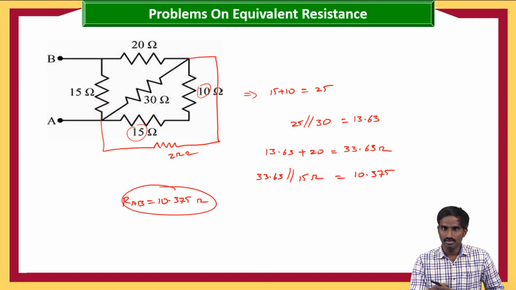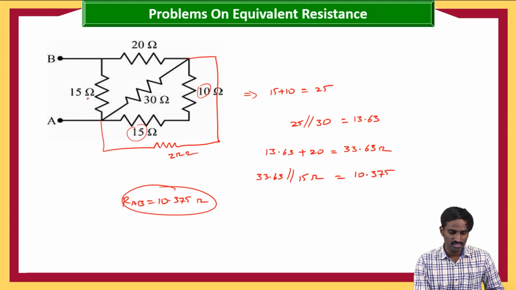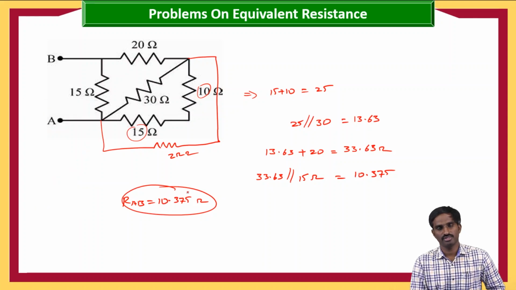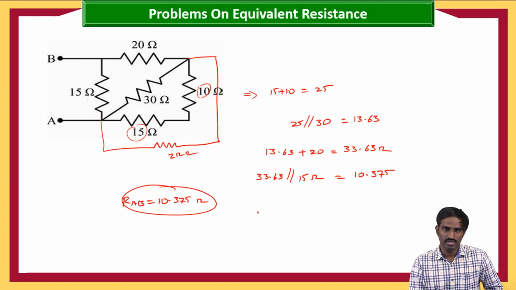So that's why we should imagine. Suppose here 15 and 15 are in series, then this combination is in parallel with the 30, and this combination is in series with the 20, and this combination is in parallel with the 15. Then the equivalent resistance must be 10.375. Like that we are able to imagine, so that we can find the equivalent resistance between the two terminals very quickly.